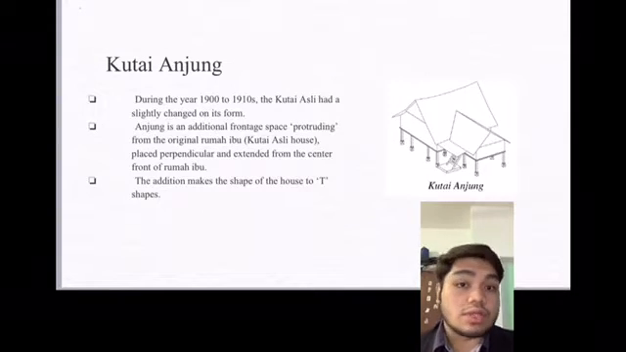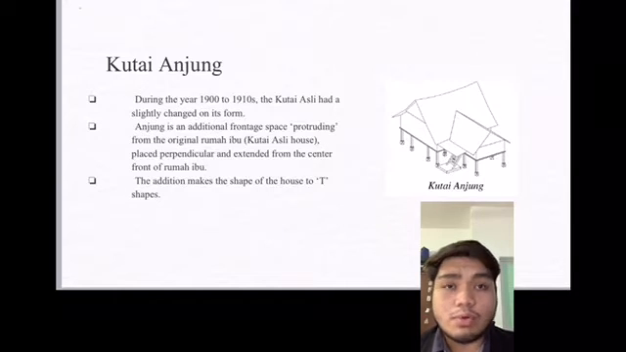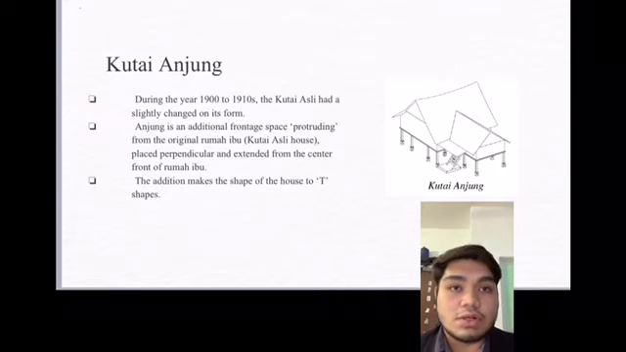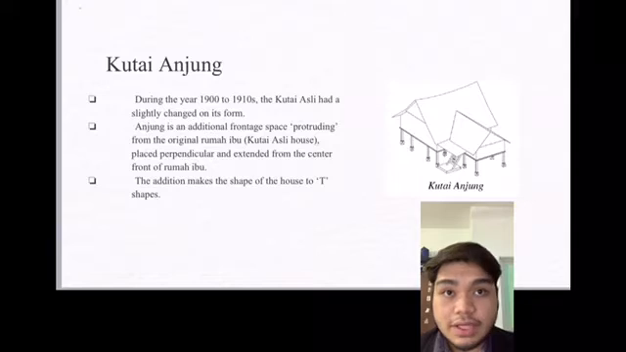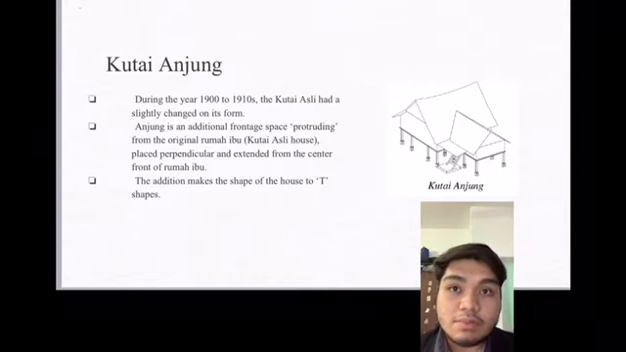The second one is Kutai Anjung. Kutai Anjung consists of Rumah Ibu and the Anjung area, which is an additional protruding facade space of the original Rumah Ibu, placed perpendicularly and extending from the central facade of Rumah Ibu. The plan shape forms a T-shape.